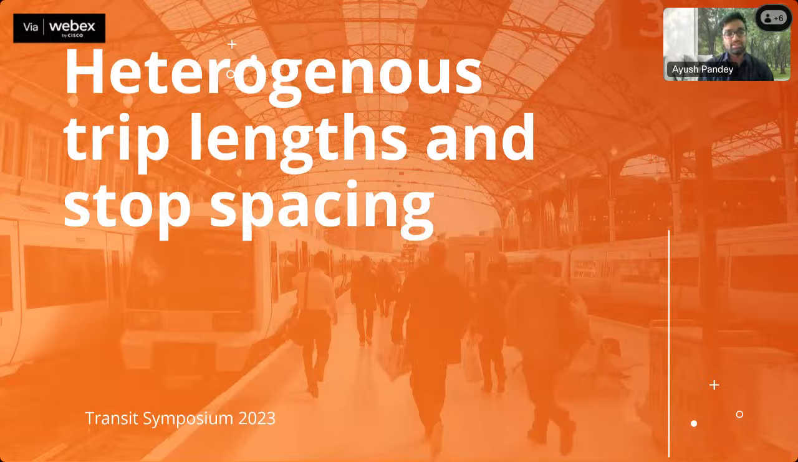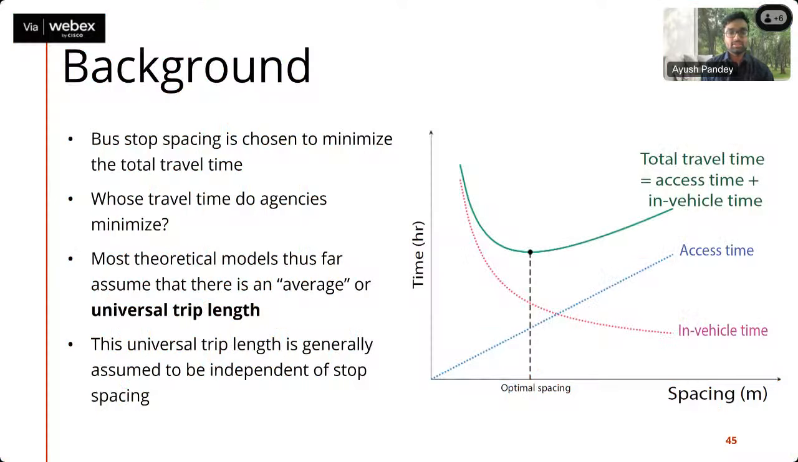So the key consideration in deciding the stop spacing for a route, especially when you look at it theoretically, is the trade-off between access time and in-vehicle time. When you're outside the bus, you want a bus stop close to you so you can quickly walk to it. Once you get in the bus, you want bus stops very far away, so the bus doesn't stop that often. You don't lose a lot of time stopping, and the bus goes faster.